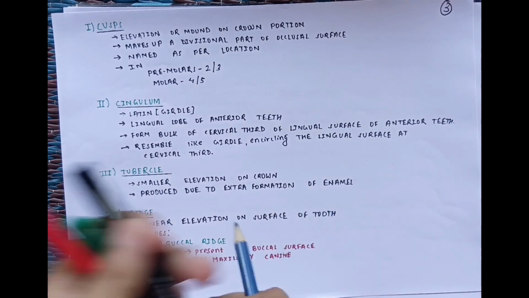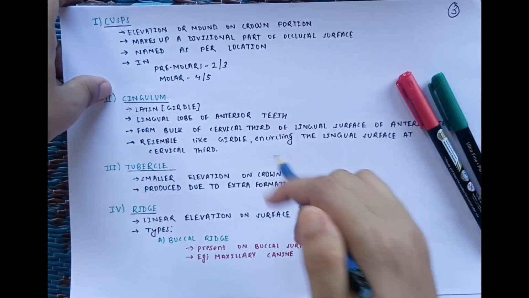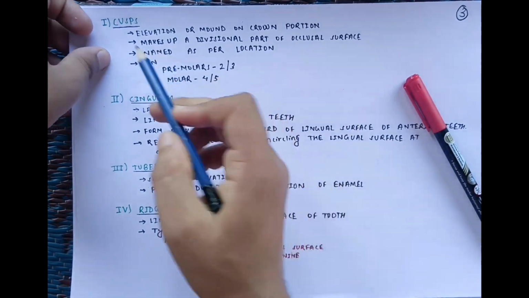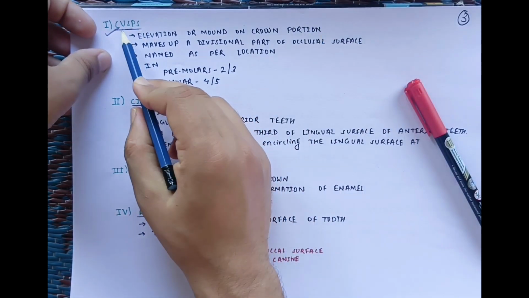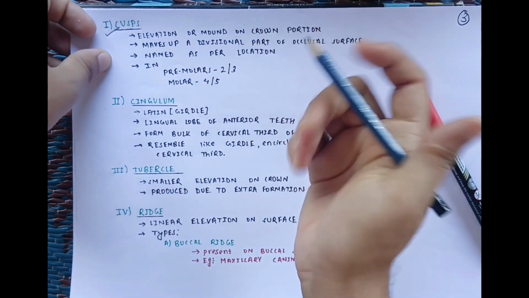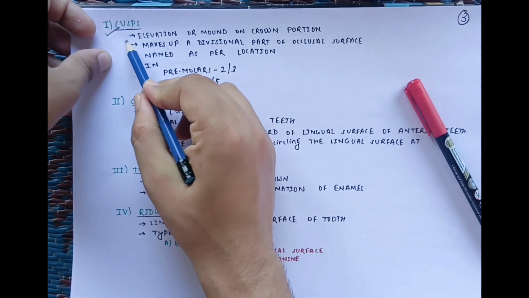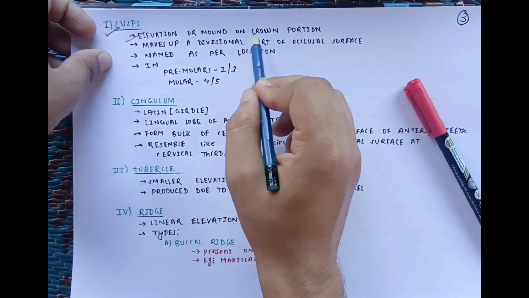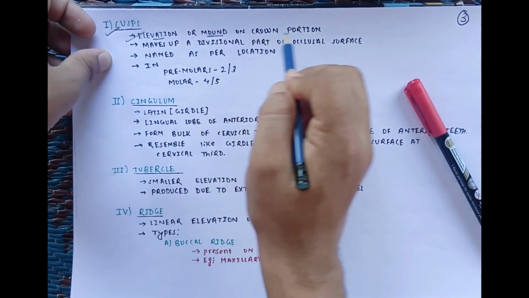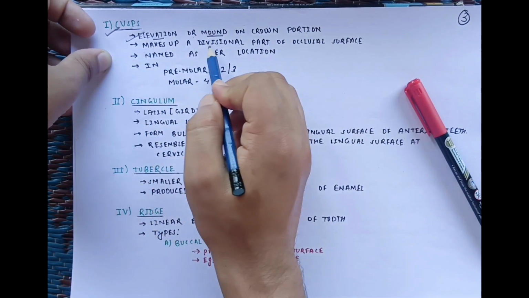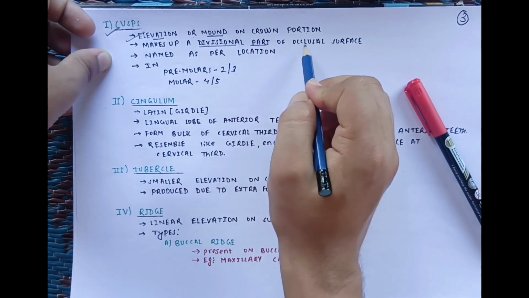Okay, so as we can see here, the first landmark is the cusp. We will be dealing with the cusp first of all. Cusp is simply an elevation or a mound on a crown portion. It makes up a divisional part of an occlusal surface.